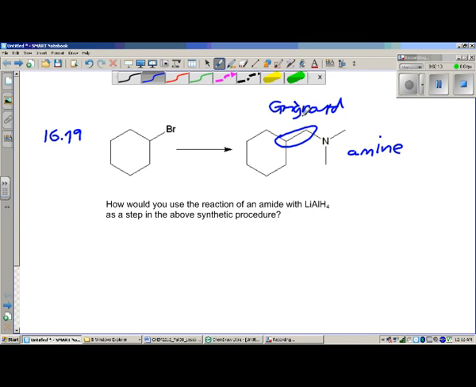All right, let's see what we can do then. Now, one other thing about this question that gives you a little bit of guidance that you wouldn't normally have is, it tells you this is what you have to do, but I'm not going to tell you how you have to do it. That's what you'll normally expect for a synthesis question, but this one actually tells you how would you use the reaction of an amide with lithium aluminum hydride, in other words, a reduction reaction, as a step in the above synthetic procedure. So this is telling you one of your steps has to be the reduction of an amide.